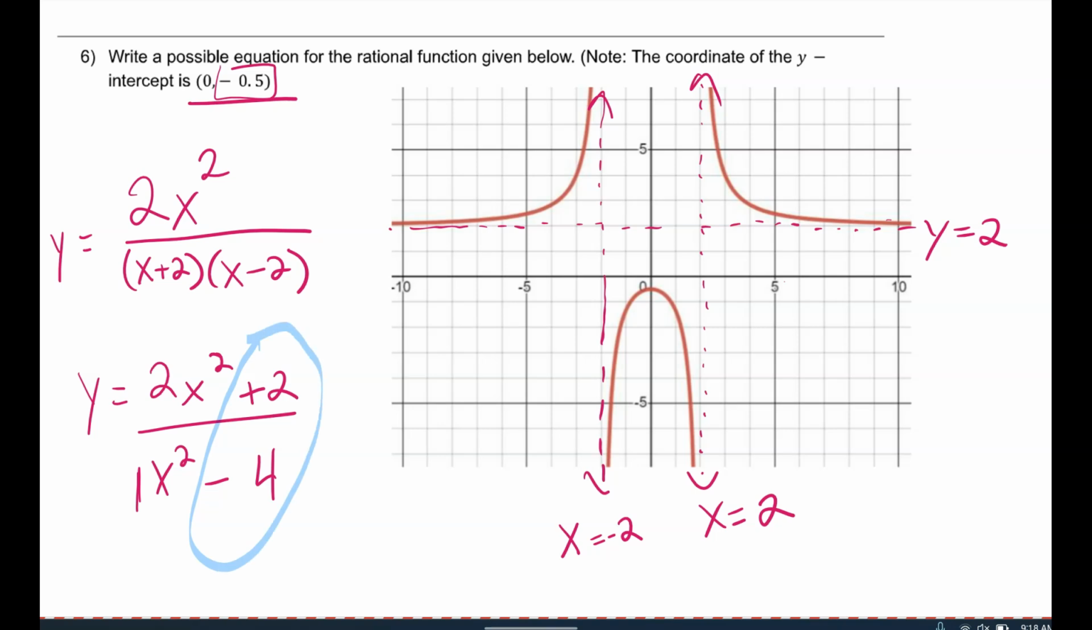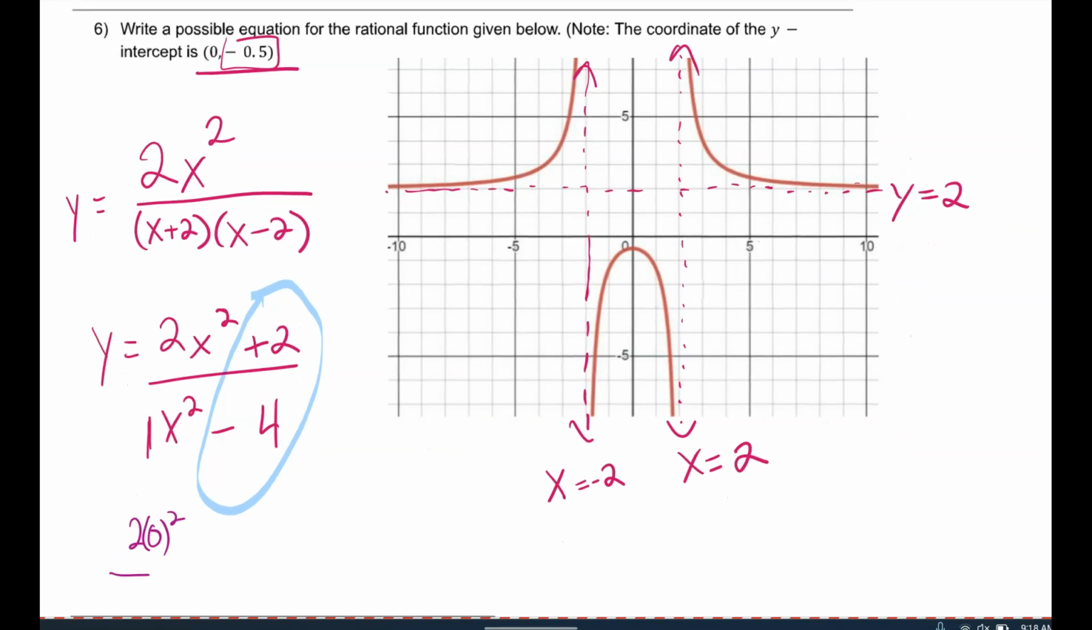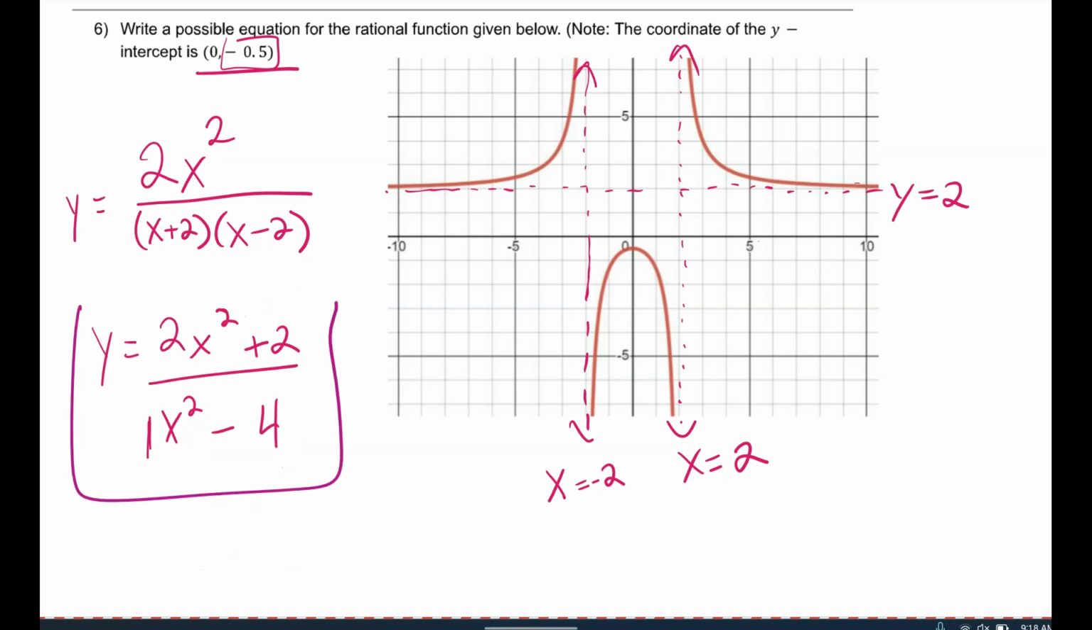Imagine if you are finding a y-intercept. You're setting x equal to 0. So it would, again, just be the ratio of those constants, and 2 over negative 4 is negative 1/2. So I think this would be a better fit than this to model this graph right here.